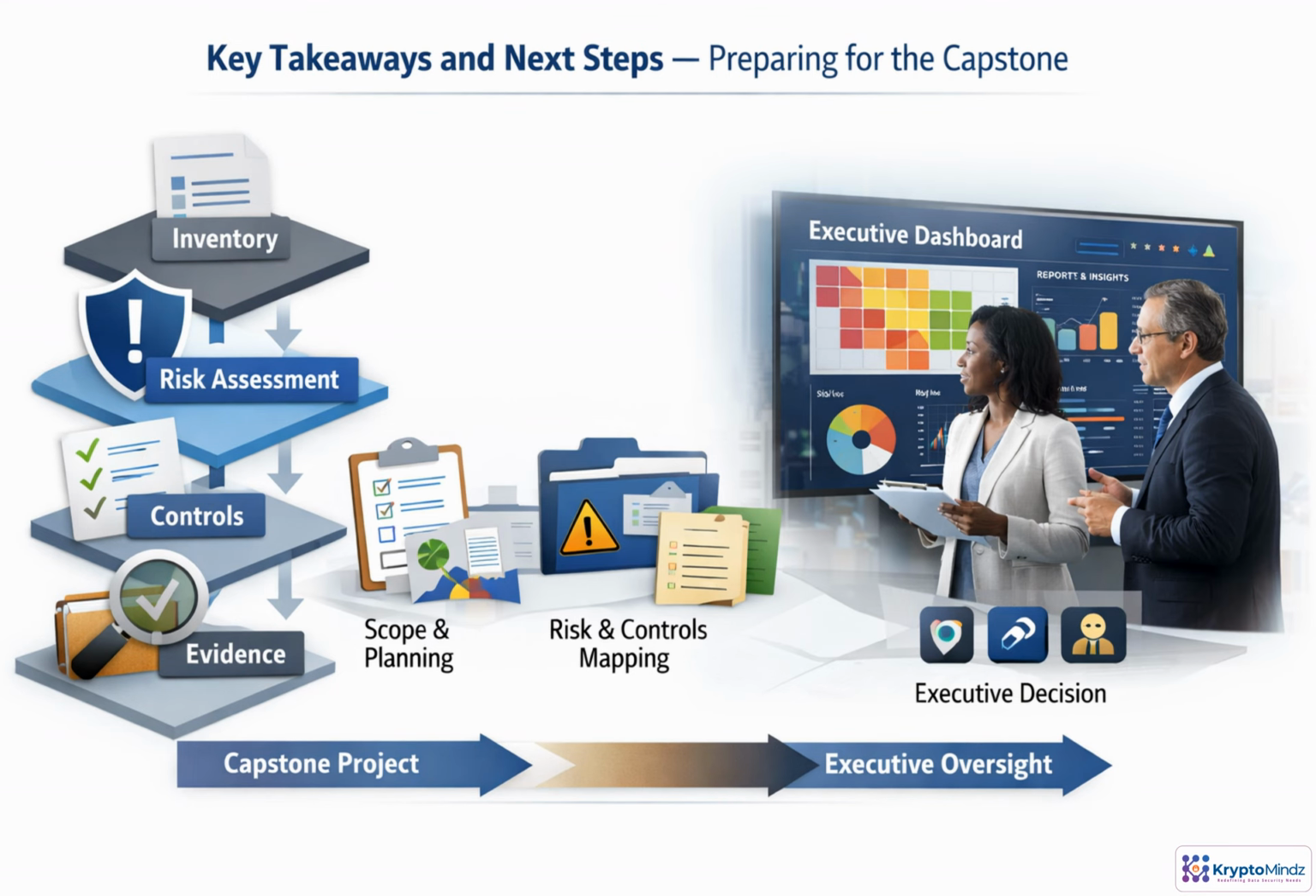Governance reporting turns compliance artifacts into decisions. Metrics should be traceable and repeatable, exceptions clearly approved and time-bound, and dashboards focused on trends, coverage, risks, and actions. In Module 6, you'll bring it all together through scope, risk, controls, evidence, and an executive-ready capstone package.